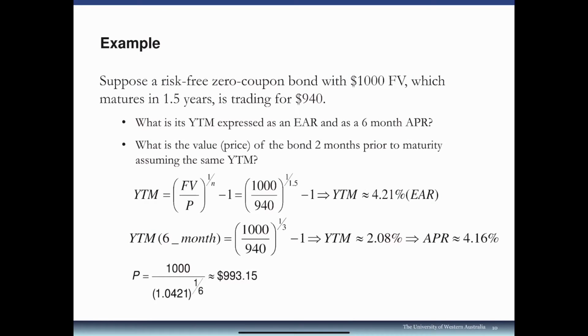Okay, let me give you an example. Suppose a risk-free zero coupon bond with $1,000 face value, which matures in about 1.5 years' time, is currently trading for $940. So what is the yield to maturity expressed as an EAR or as a 6-month APR? And what is the value of the bond 2 months prior to maturity, assuming the same yield to maturity?